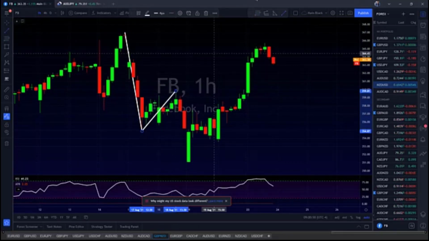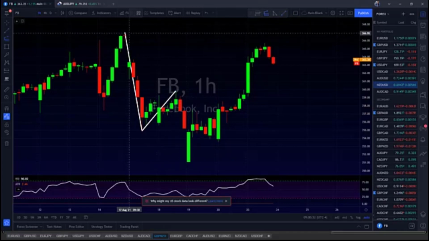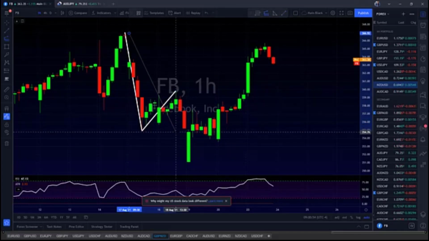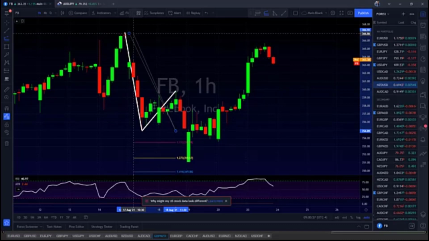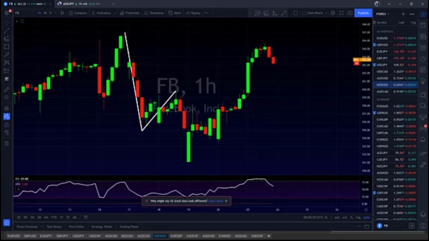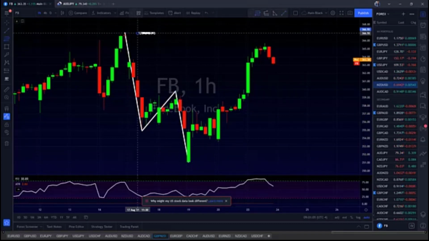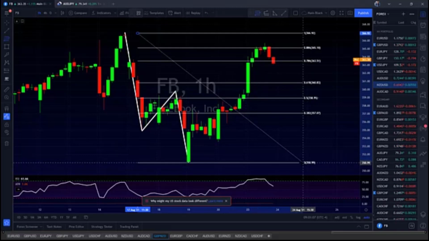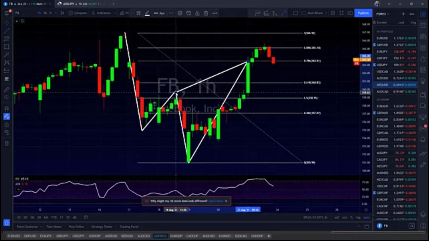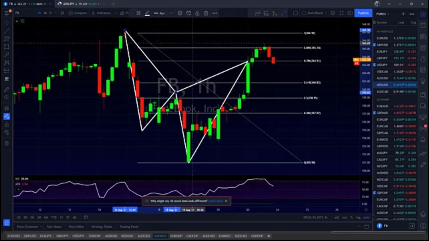Beautiful B leg. We need a 127 extension for our C. Do we get our 127? Indeed we do. Bang. C leg is complete. We know that the D leg completes at the 786, and look at that. Price action rallied to the 786, past the 786, and put in a nice reversal.